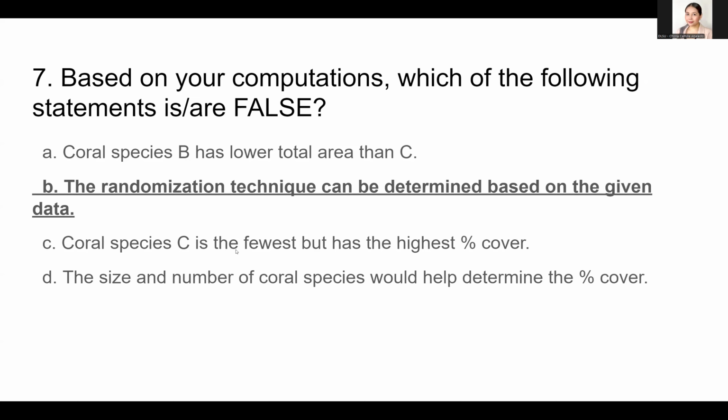However, for item B, the randomization technique cannot be determined based on the given data. For all we know, you did haphazard randomization. For all we know, you intentionally designed the reef to be like that, or you intentionally designed your sampling method. So sadly, the randomization technique cannot be determined based on the information that we have. At the end of the day, all the information that we can get is the size of each coral, the cover that they are covering, and also their percent cover. Okay? So any questions about item number 7?